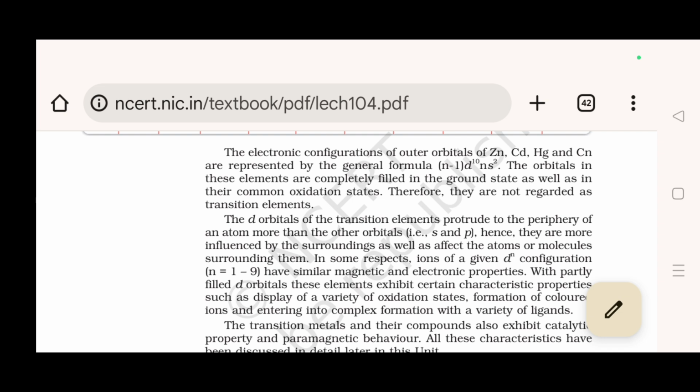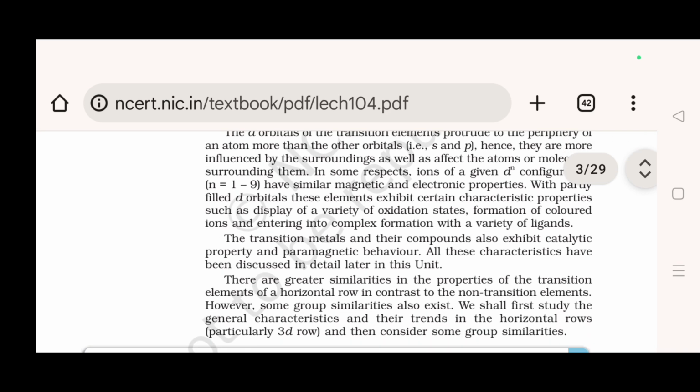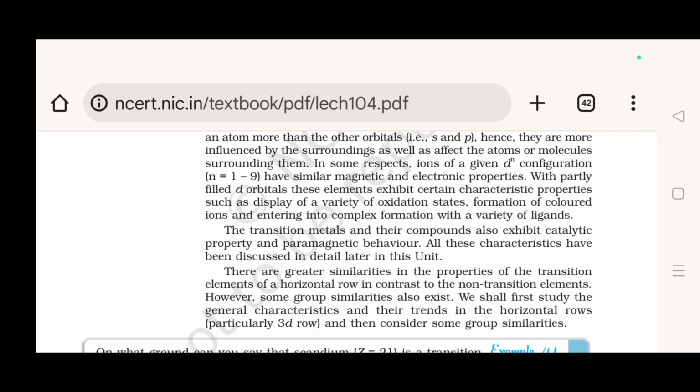Hence, they are more influenced by the surroundings as well as affect the atoms or molecules surrounding them. In some respects, ions of a given dn configuration, n equal to 1 to 9, have similar magnetic and electronic properties. With partly filled d orbitals, these elements exhibit certain characteristic properties such as display of a variety of oxidation states, formation of colored ions, and entering into complex formation with a variety of ligands. The transition elements and their compounds also exhibit catalytic property and paramagnetic behavior. All these characteristics will be discussed in detail.